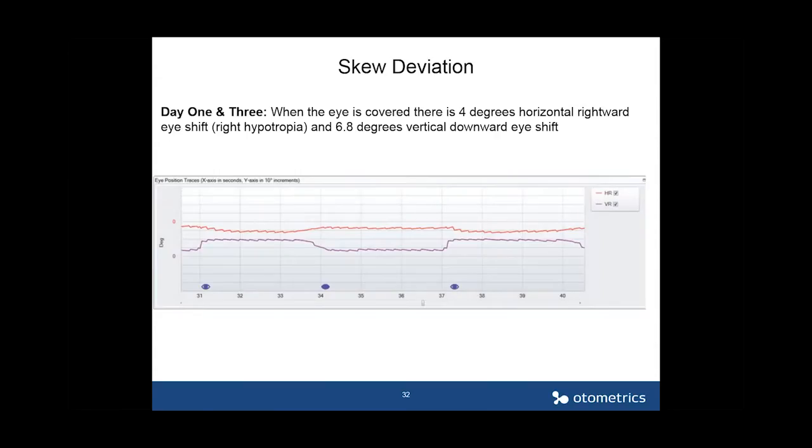This is that same patient that had Wallenberg's. Day 1 and day 3 were basically the same for skew deviation, but when the eye is covered, there is a 4-degree horizontal rightward eye shift, or right hypotropia, and a 6.8-degree vertical downward eye shift. Here you see the horizontal trace again in red, vertical trace in purple, and what you see down here is the eye open or uncovered, and then as the eye is covered, the eye shifts down. When the eye is uncovered, the eye goes back up. When the eye is covered, the eye shifts down.